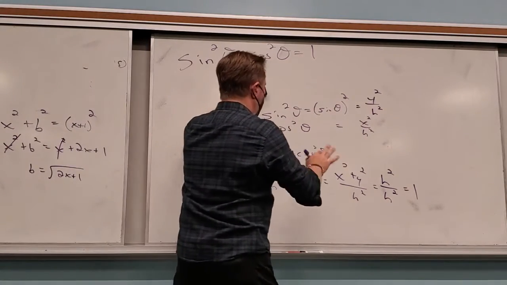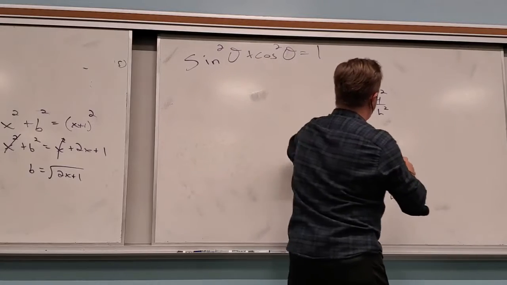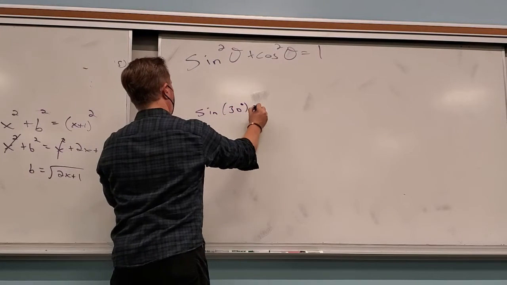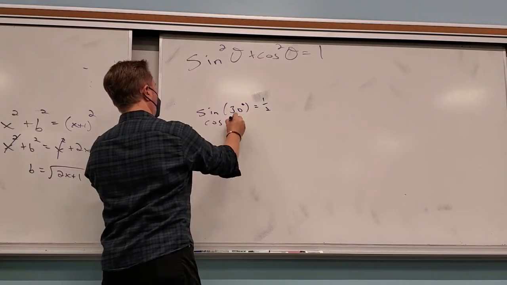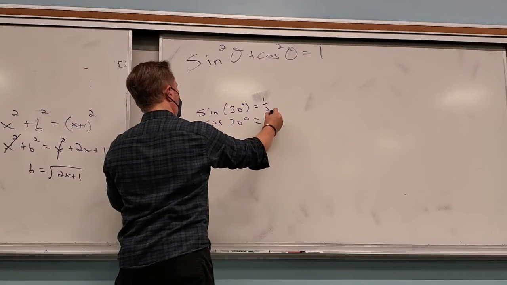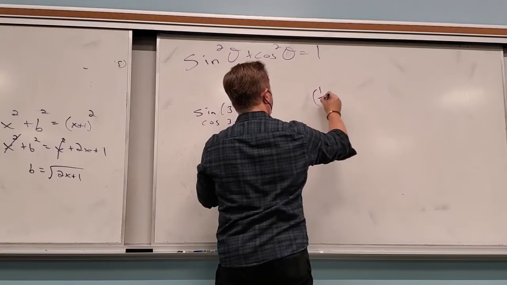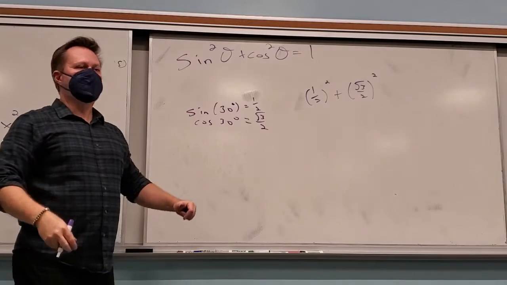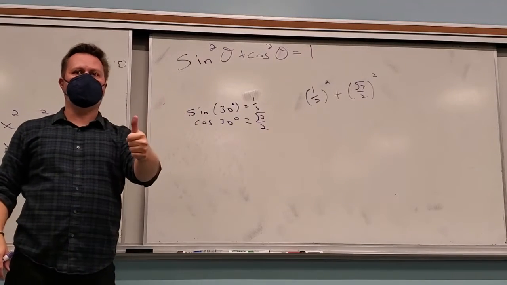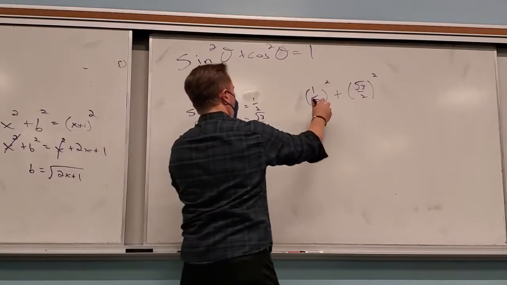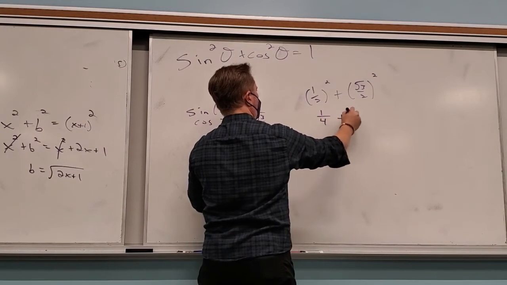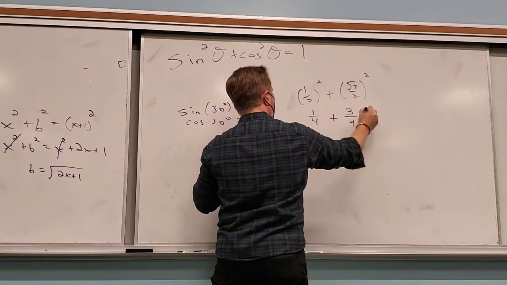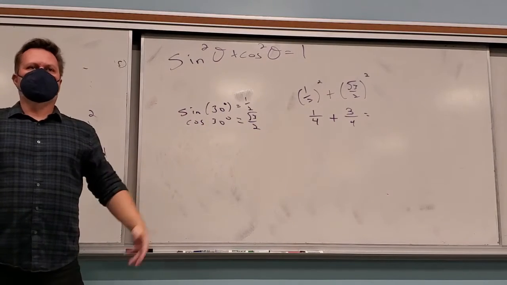So help me out. Let's try this on a few things we know. What is sine of 30 degrees? One half. And what's cosine of 30 degrees? So what must 1/2 squared plus rad 3 over 2 squared be? It better equal 1, correct? Sine squared plus cosine squared is supposed to be 1. Well, what's 1/2 squared? 1/4. And what's square root of 3 squared? 3, and 2 squared, 4. 1/4 plus 3/4? 1.